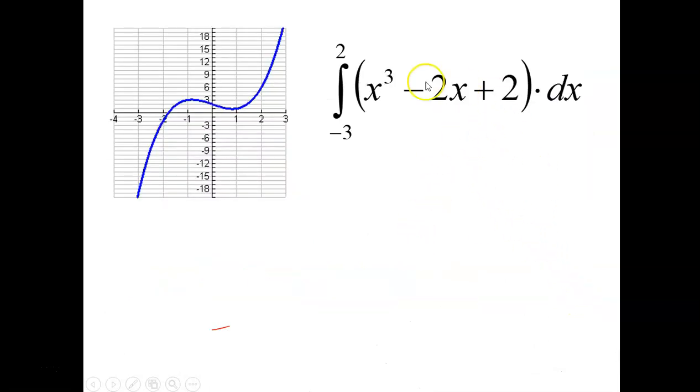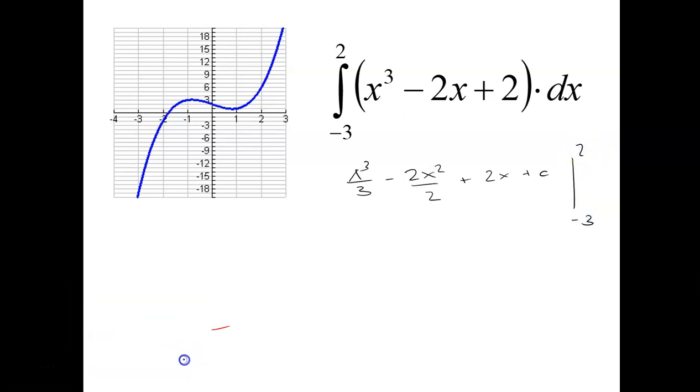Okay, so let's take a moment and let's evaluate this integral. This is the one we looked at earlier? I think so. Yep. Okay, take a moment and evaluate this one. All right, so first things first, again, let's integrate. So I have x cubed over 3 minus 2x squared over 2 plus 2x and then plus c. I'm going to evaluate that from -3 to 2.